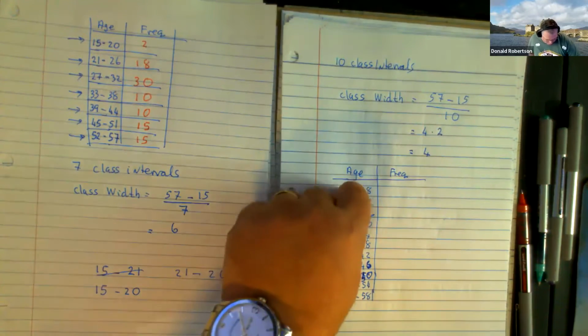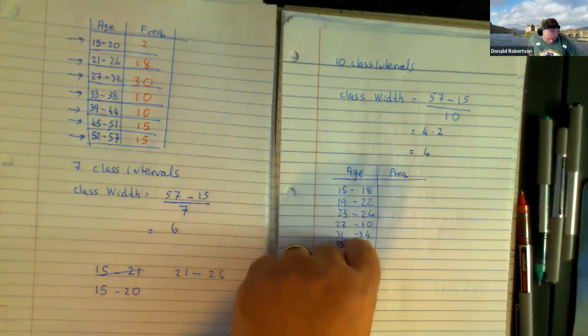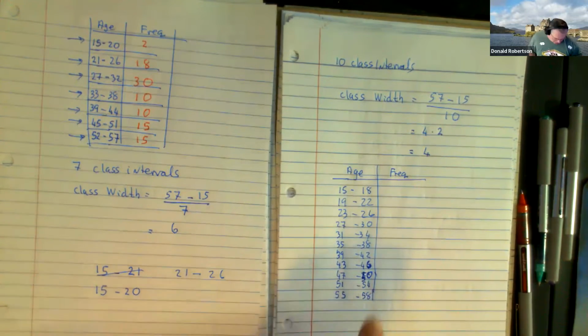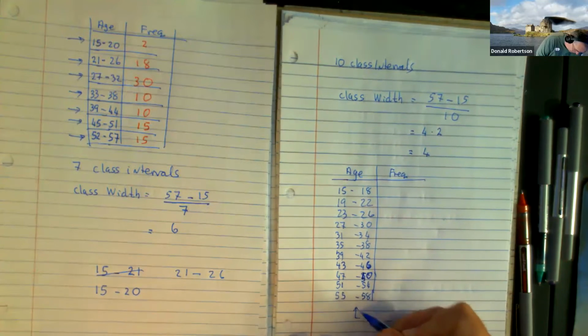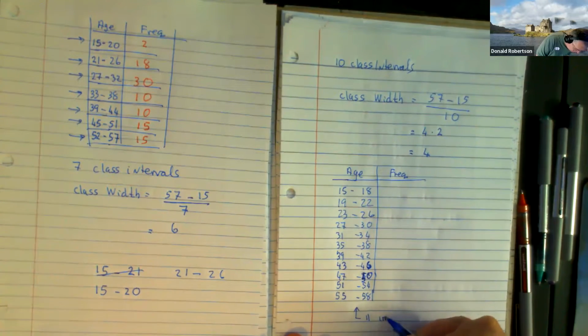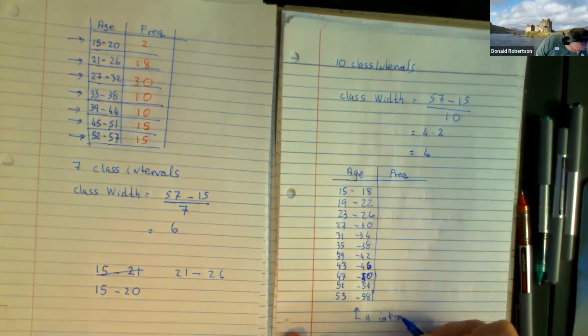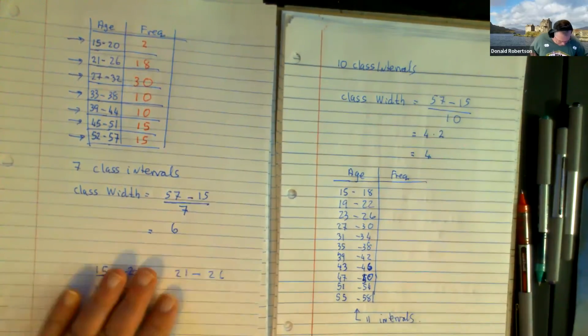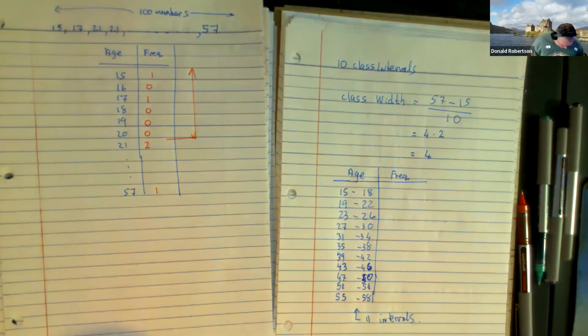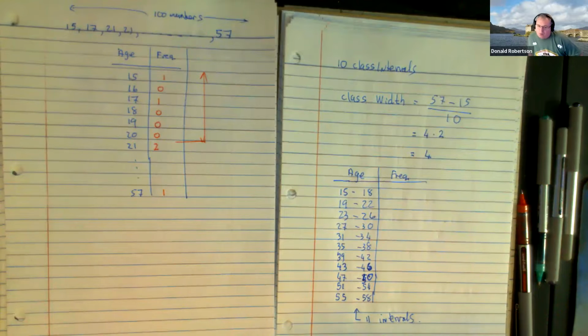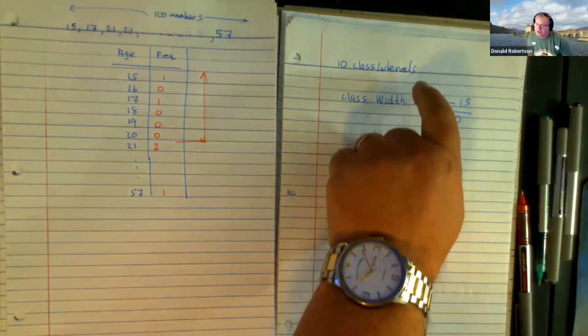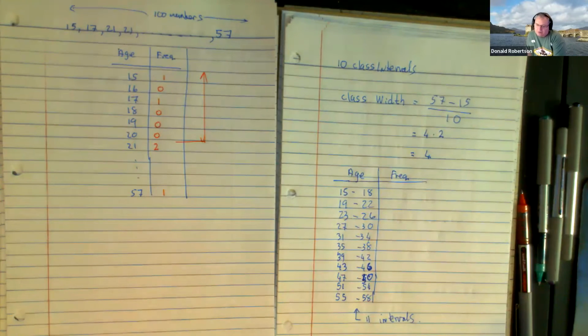And let's check. 1, 2, 3, 4, 5, 6, 7, 8, 9, 10, 11. Oh, there are 11 intervals. And we were asked to create 10 intervals. And you might think, well, we've screwed up, right? You know, we're wrong. No, you're not really wrong.